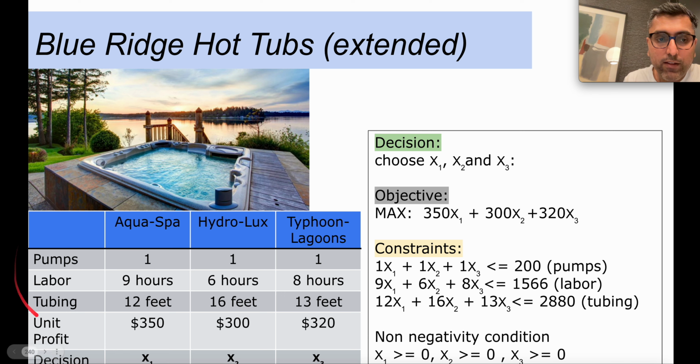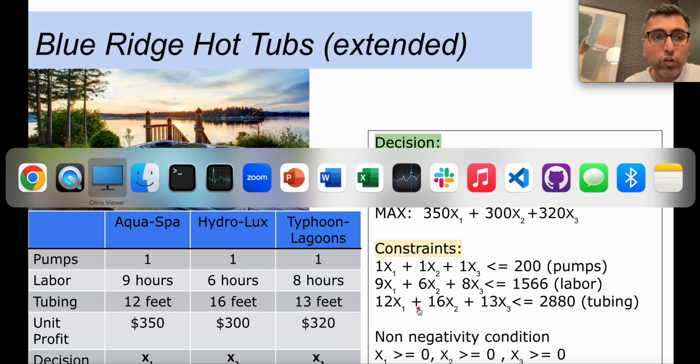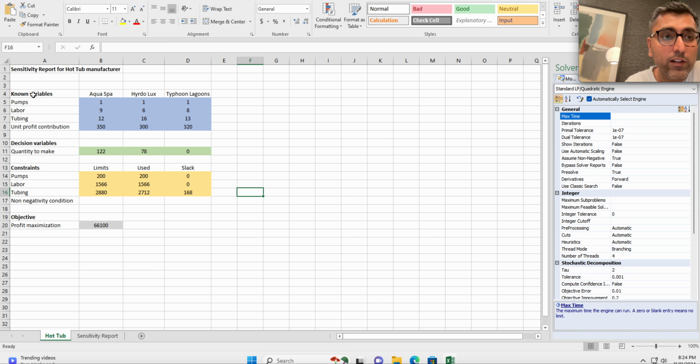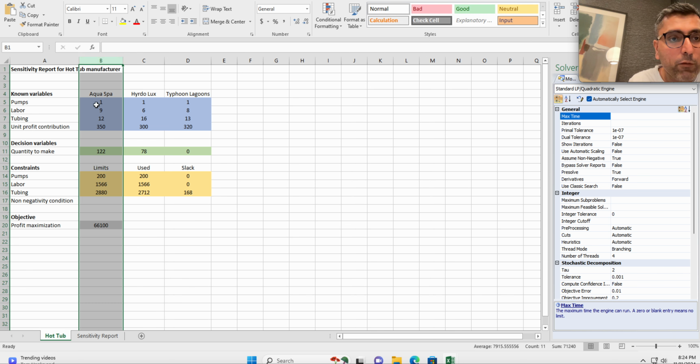So given this business situation with these constraints, you would first want to do what I just did. You'd want to have the mathematical model that translates this business situation into a linear optimization problem, and I'll feed this into Analytic Solver. Once I have this, I can easily go to Excel and write that down. These are my constraints. For each of these Aqua Spas, which is this column here, I would need 1 pump, 9 hours of labor, and 12 feet of tubing, and it will give me $350. And likewise, I have the same for Hydrolux and Typhoon Lagoons.